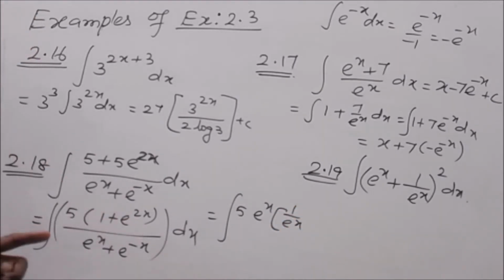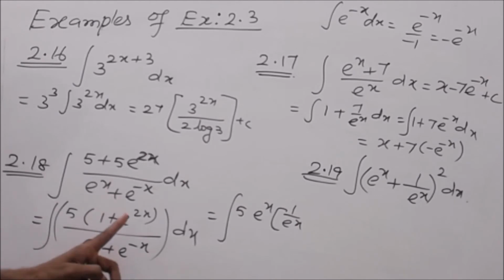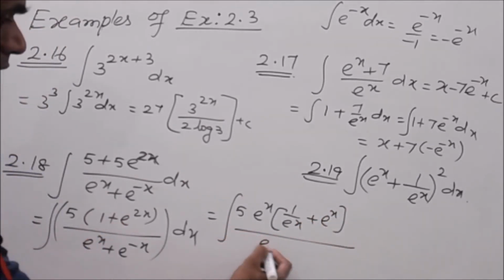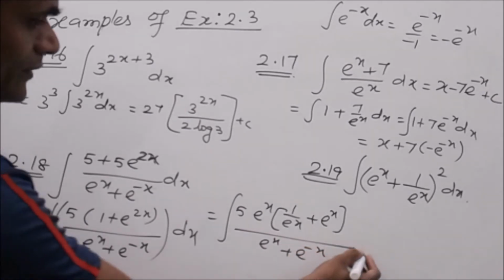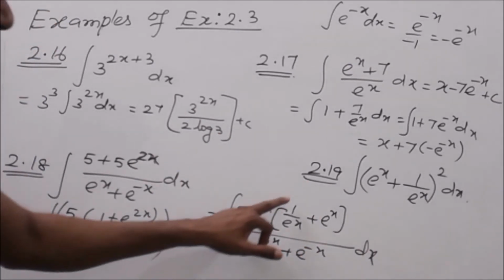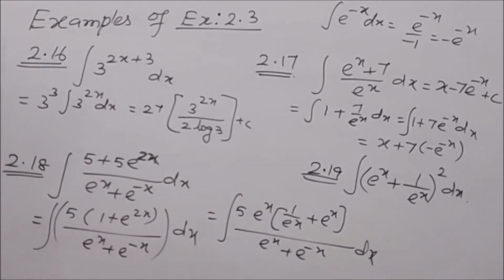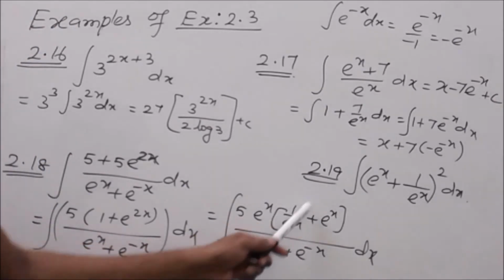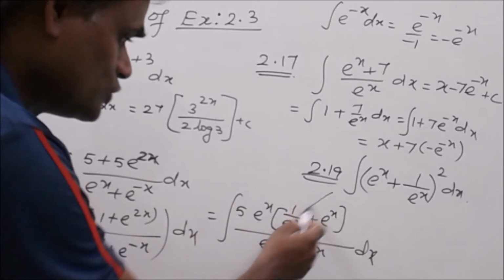Here e^x is removed, we have e^2x, so 1 e^x removed, remaining is plus e^x, divided by e^x plus e^-x, dx. This is very easy. Now look here, 1 by e^x means e^-x, and here plus e^x. Look at the denominator, we have e^x plus e^-x. So both are equal, so we can cancel these two terms.